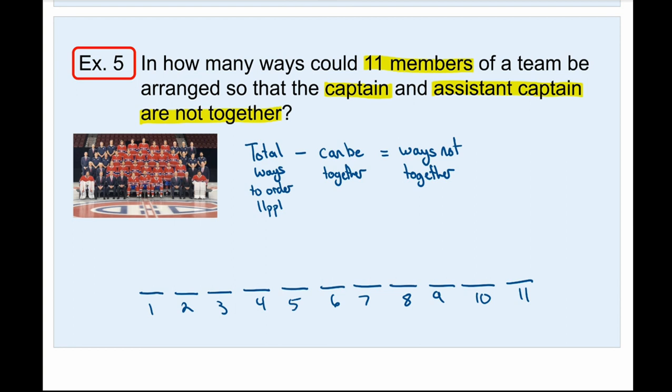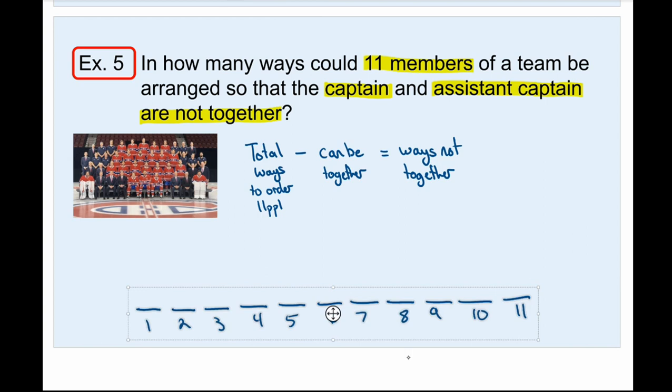So if we work our way through this, or reason through this, let me just move this down. How many ways can we order 11 people in 11 spots? Well, that would be 11P11 or 11 factorial.